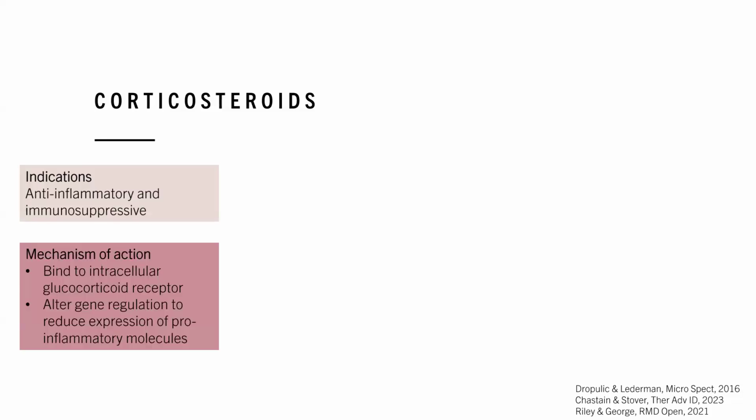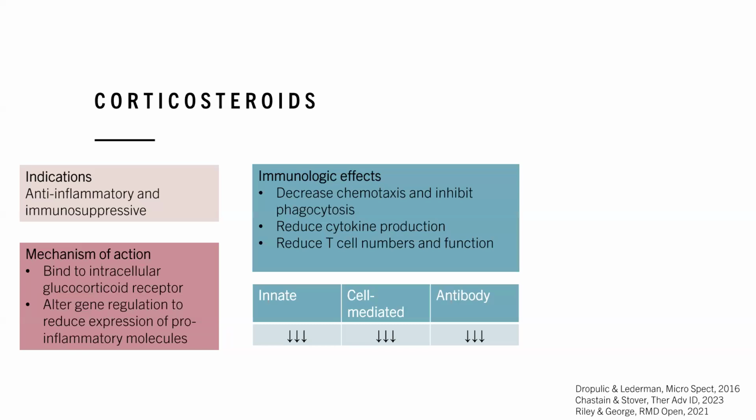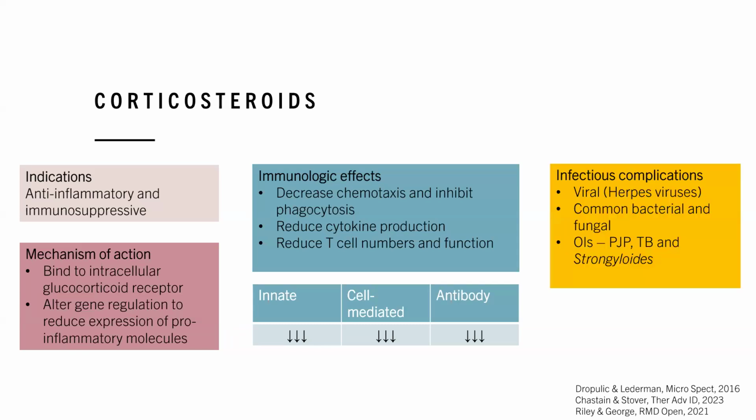They work by binding to the glucocorticoid receptor, which is intracellular, and then they alter gene regulation to reduce expression of pro-inflammatory molecules. So generally, they affect all parts of the immune system: the innate, the cell-mediated, and antibody. So, having gone through what deficiencies within different parts of the immune system result in, you can imagine that the range of infections is pretty broad, depending very much on the dose and the duration of treatment. And I'll go through that in a bit.